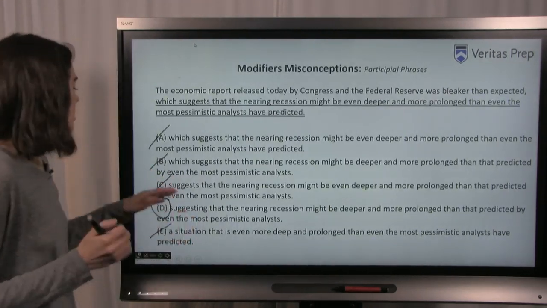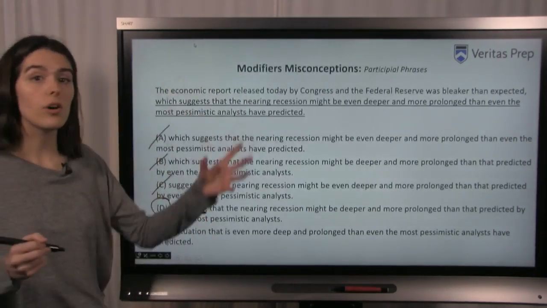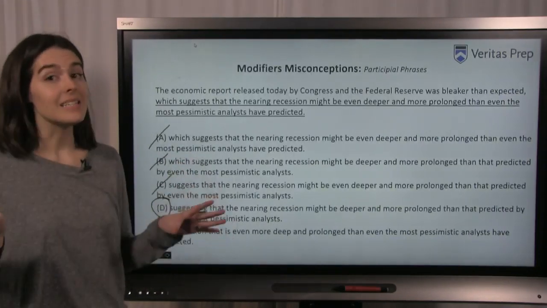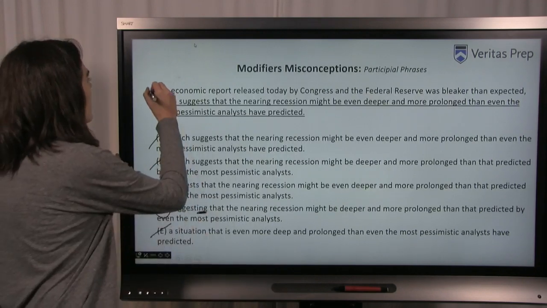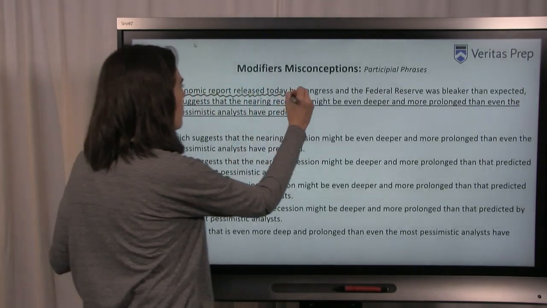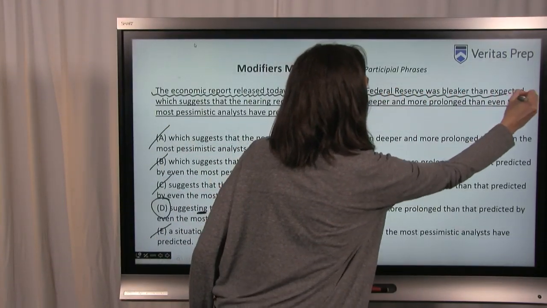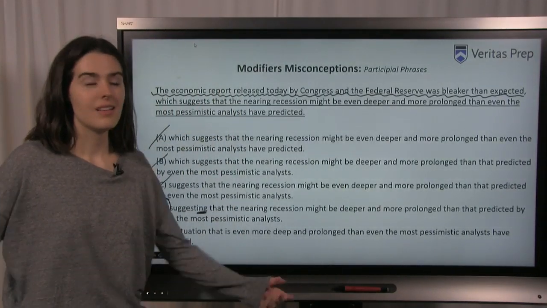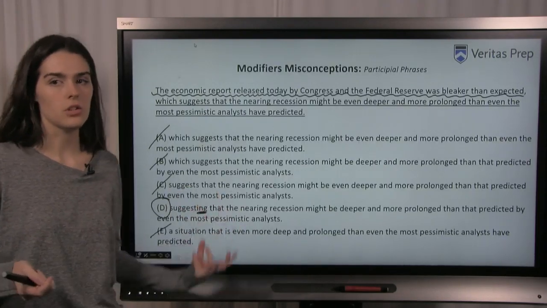right? So here, suggesting, all right, if this was at the beginning or in the middle of the sentence, this would describe the closest noun, but it's not. It's at the end, which means it describes the entire previous clause. It describes the fact that the economic report was released today by Congress and the Federal Reserve and that it was bleaker than expected. Suggesting. And that's why this is the correct answer.